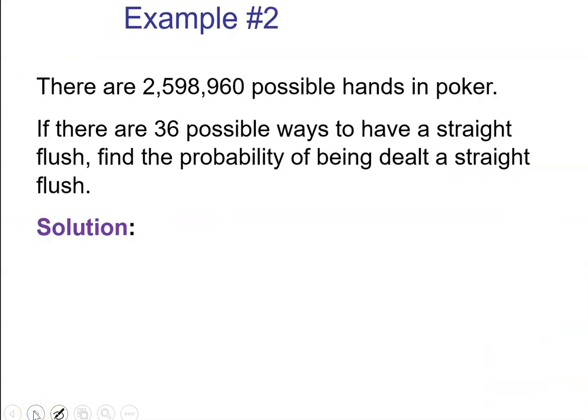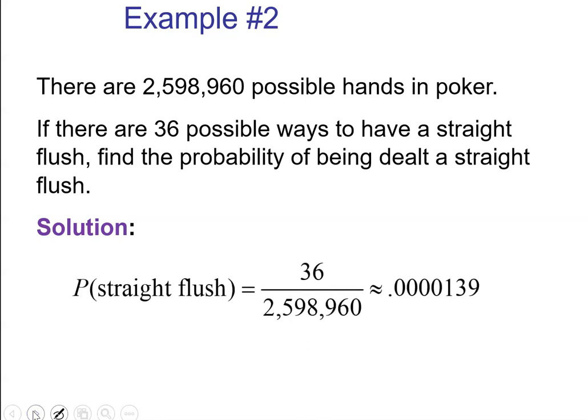Second example. There are 2,598,960 possible hands in poker. If there are 36 possible ways to have a straight flush, find the probability of being dealt a straight flush. Again, the number of winners in this case is 36 out of the total number of 2,598,960. Again, I'll take that as a decimal or a fraction. Either way is fine. This percent is rather low, which again, I would take as well, but either way would be fine.